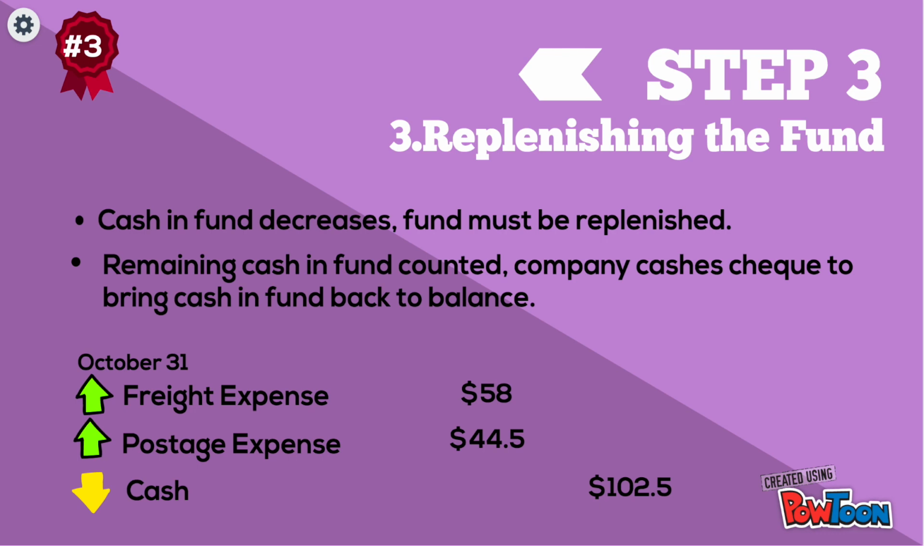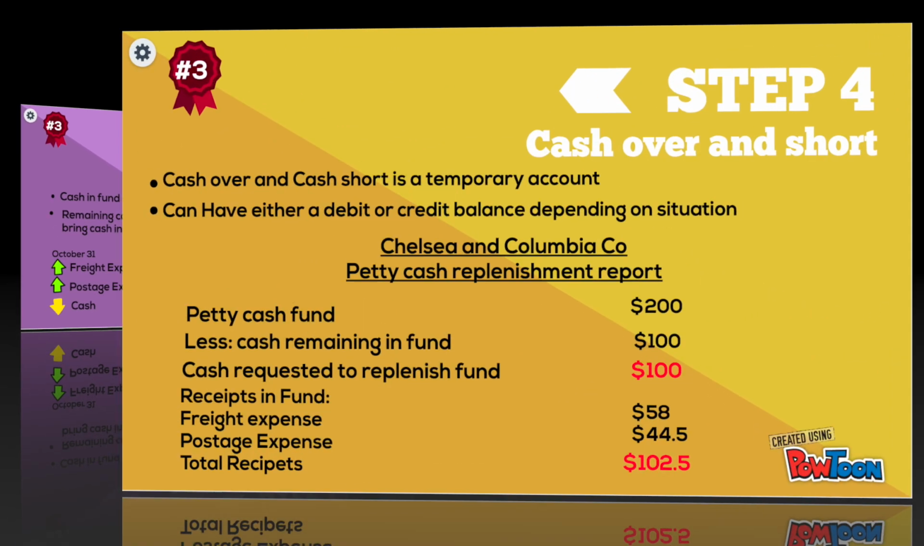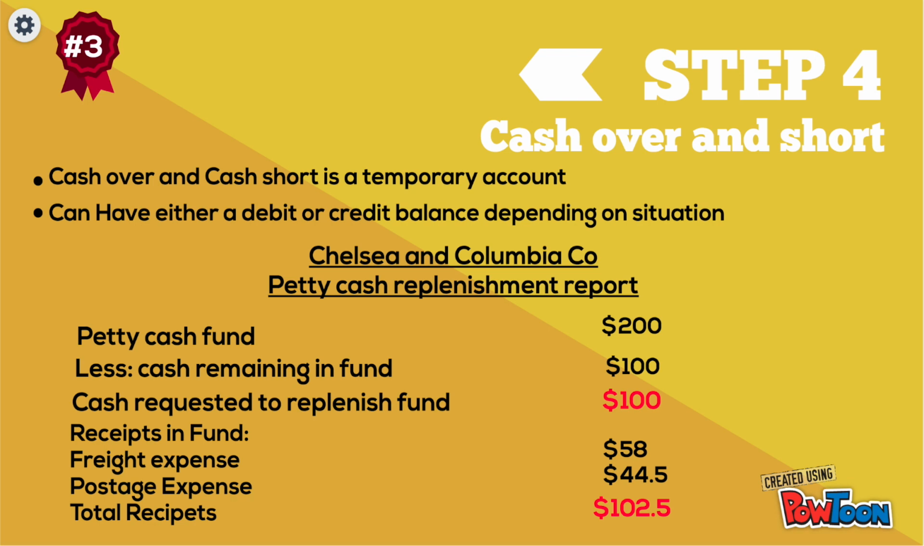In order to do so, the company cashes a check for the amount needed to bring the total cash in the fund back to its original balance, hence crediting the cash account by the amount of both expense accounts. However, when a petty cash fund is replenished, the amount needed should equal the amount of receipts. However, this may not always be the case.